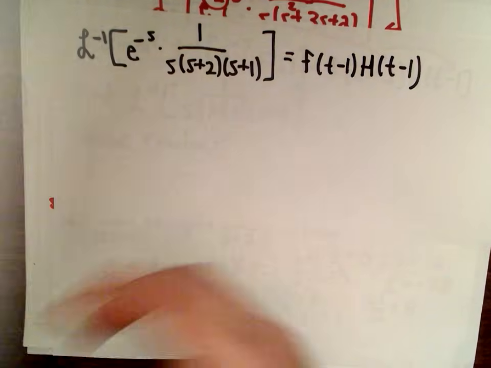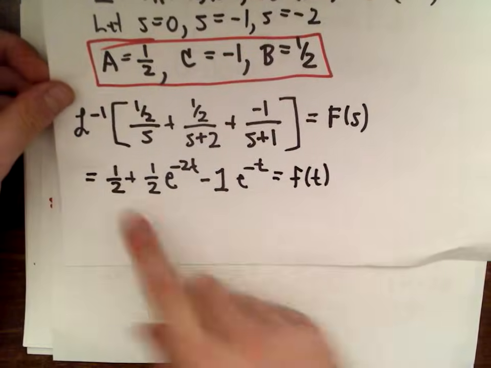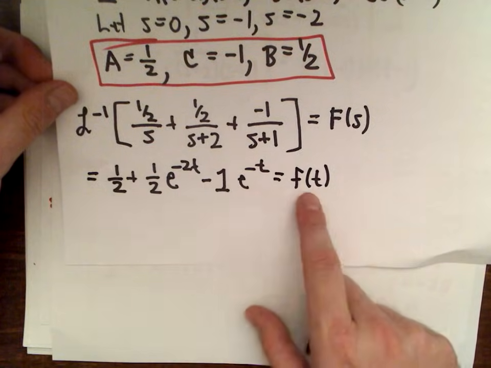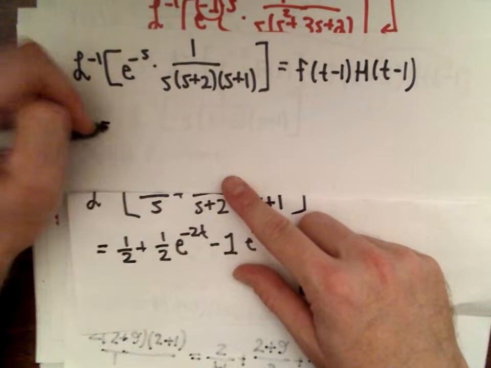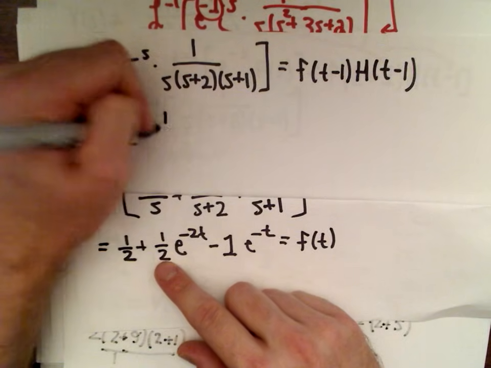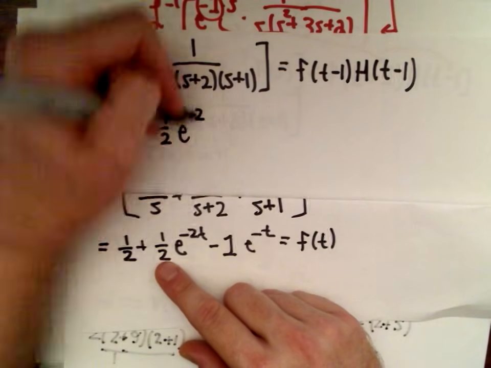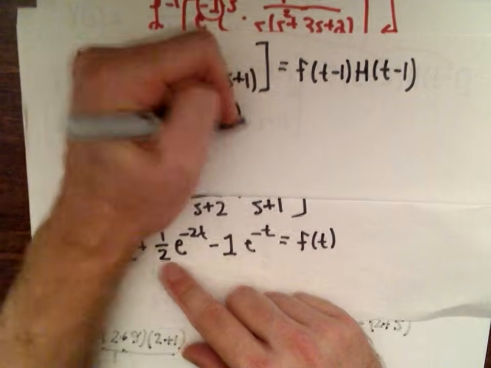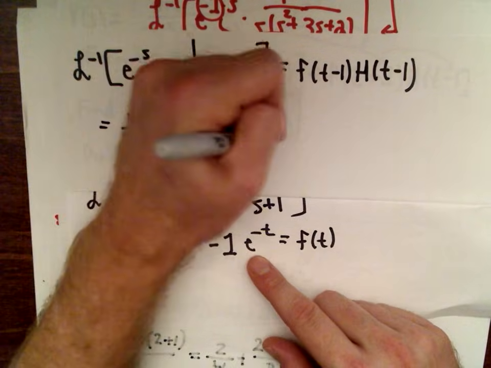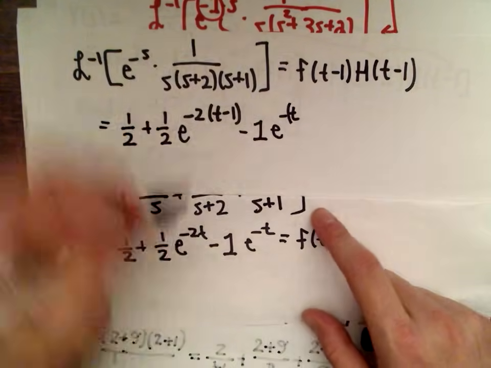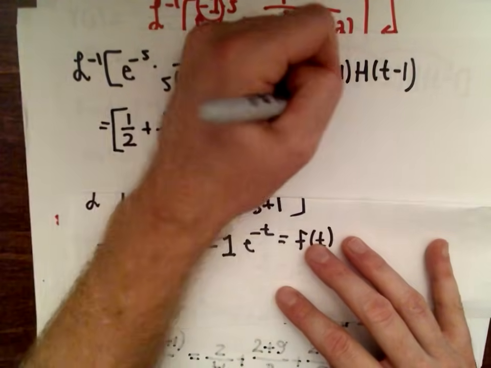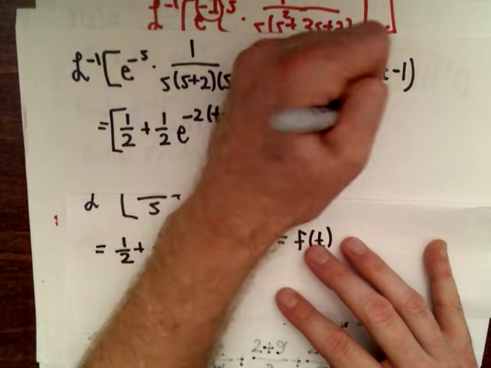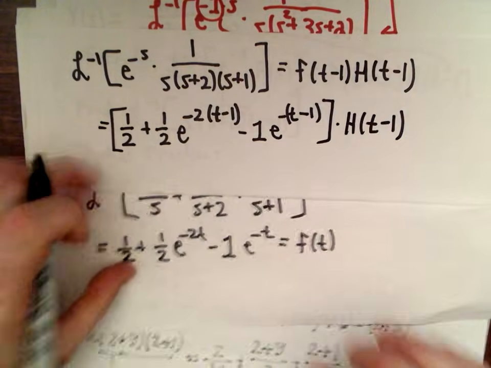So we figured out that f of t was equal to this function. Now just replace all the t's with t minus 1. In that case, we would have 1/2 plus 1/2 times e to the negative 2 times (t minus 1) minus 1 e to the negative (t minus 1), let's put our parentheses in there. And again, that's getting multiplied by h of t minus 1.